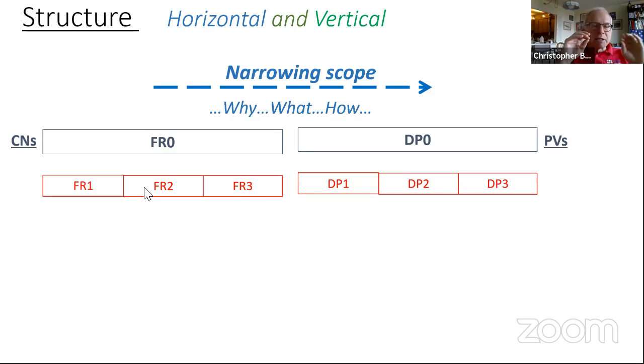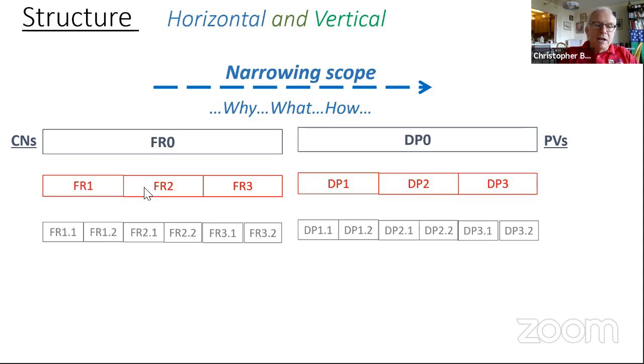So I'll take the top level, FR and DP, and decompose them into some number of parts. It doesn't have to be 3. It has to be at least 2, because if you don't have at least 2, you haven't decomposed it. And I like to keep it below 7 because it just starts getting difficult to keep track of them if you don't.